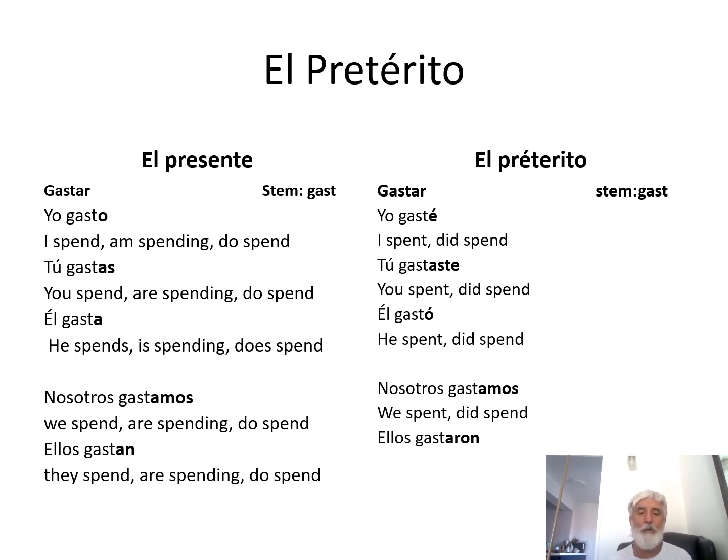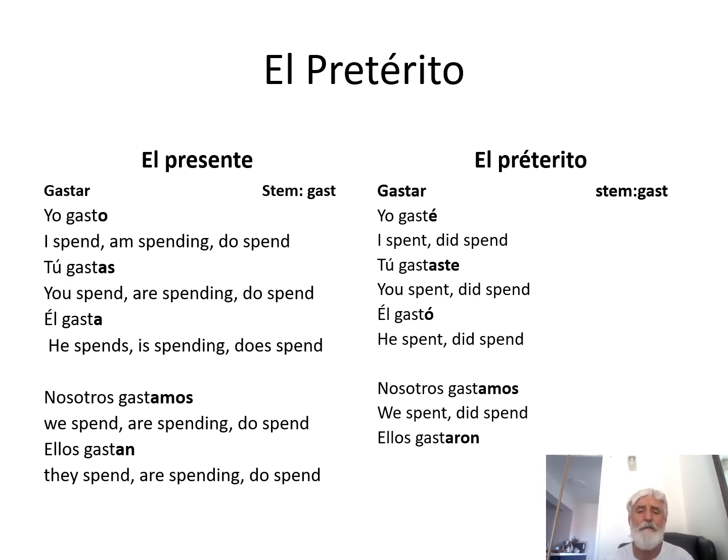We spent, or we did spend. Now notice that the present tense conjugation and the past are exactly the same. How do you know when someone's saying it in the present or the past? It's just the context. So I might use a word like anoche: nosotros gastamos mucho dinero. Last night we spent a lot of money. But right now, ahora, gastamos mucho dinero. Right now we're spending a lot of money.